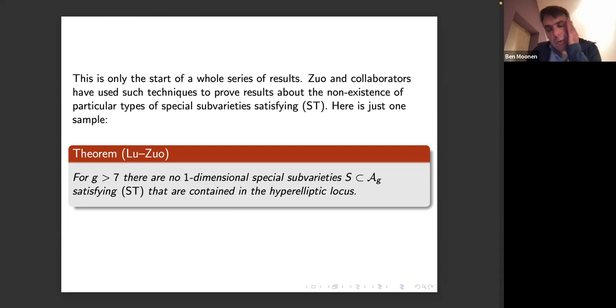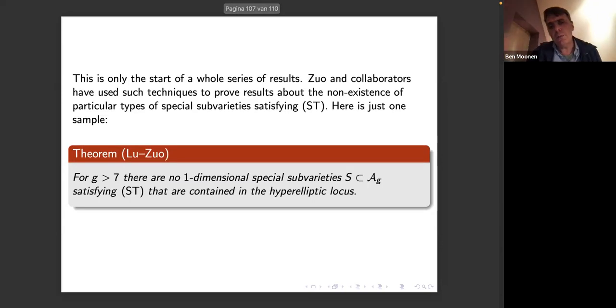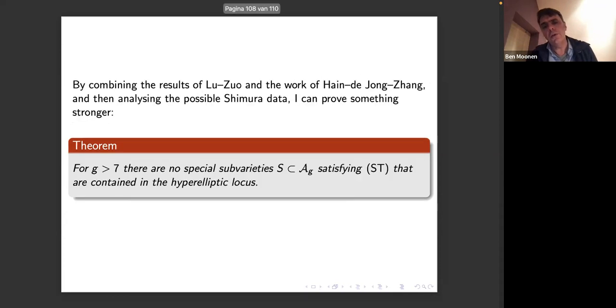Now, in preparing this talk, I realized that if you combine this with the things by Hain that I showed you, then I think you can sharpen this a little bit and remove the assumption that it's only a special curve. So I think you can deduce that in the hyperelliptic locus, the Coleman-Oort conjecture is true. Of course, this is a bit special because the hyperelliptic locus has its own characteristics, but it shows you that there's a bit of progress.